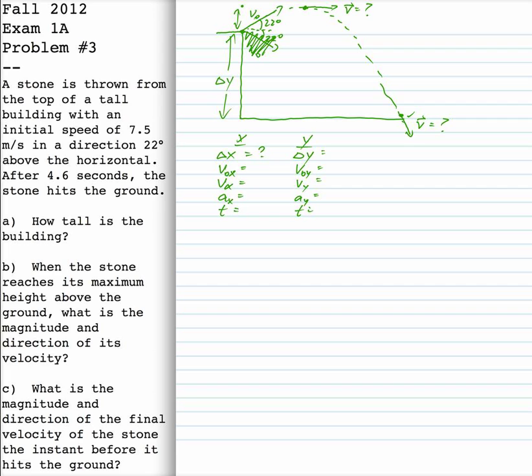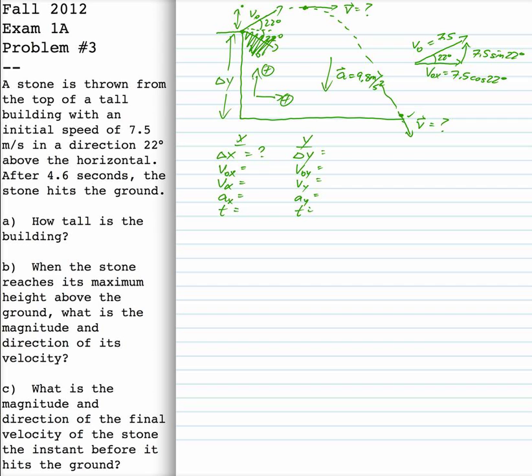I know that, as far as the initial velocity is concerned, the initial speed is 7.5, and so that's going to break down into an x component, which is 7.5 cosine 22, and a y component, which is 7.5 sine 22. My sign convention for this problem will be that up is positive and to the right is positive. And the stone is in free fall throughout the problem, so my acceleration is 9.8 meters per second squared directed downward.